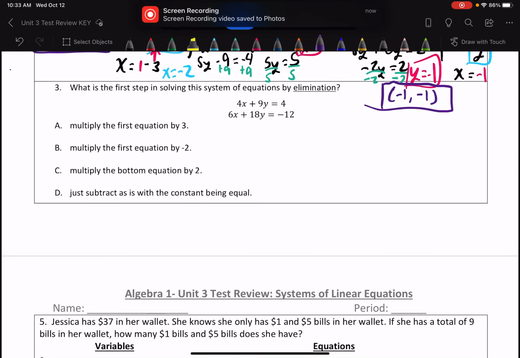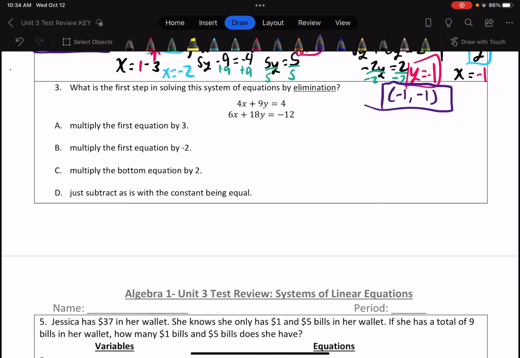All right, guys, we're still looking at our Unit 3 review here, and we're going to move on to question 3 and then go into some applications. So question 3 is focusing on that first step of elimination. Now, we don't focus too much on elimination just because substitution is going to be more widely used in the reoccurring maths after Algebra 1.